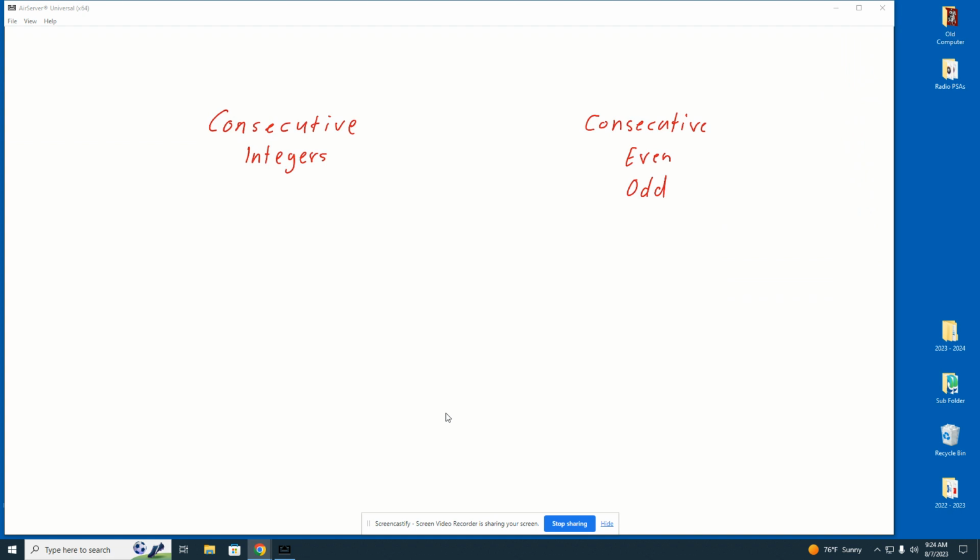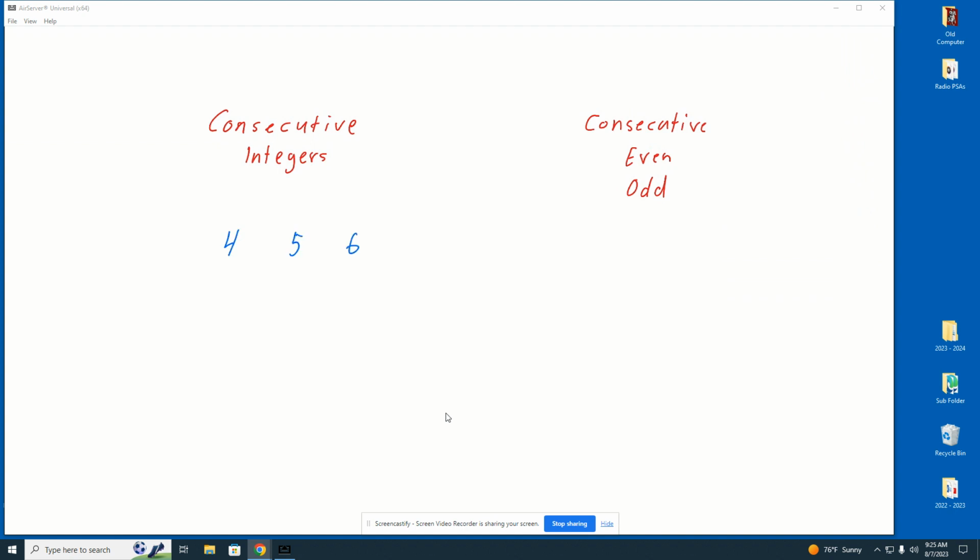Okay? So real quickly, here's what I need you guys to do. Somebody just tell me 3 consecutive integers. What does that mean? Consecutive means one right after the other, right? So somebody give me 3 consecutive integers. 4, 5, and 6.